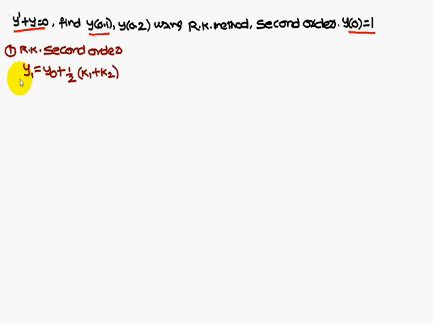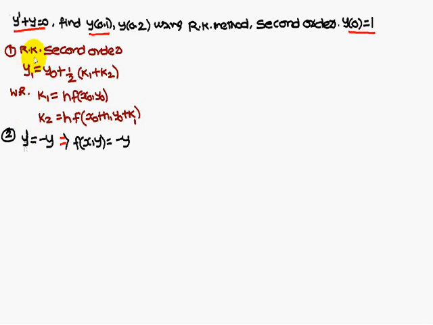For the RK method second order, the formula is y1 is equal to y0 plus (k1 plus k2) by 2, where k1 is equal to h into f of (x0, y0) and k2 is equal to h into f of (x0 plus h, y0 plus k1). So we require the k1 and k2 values, then you have to substitute them in the equation.